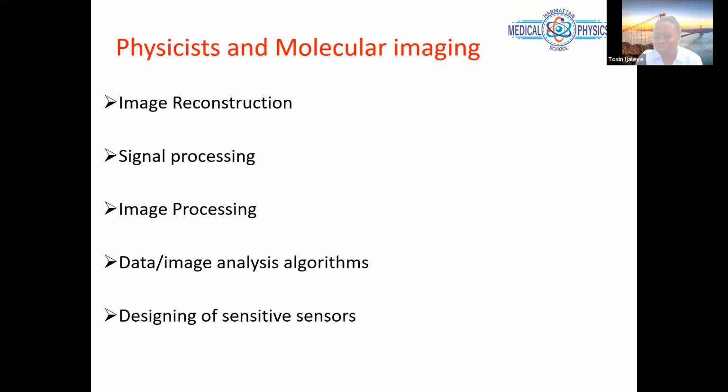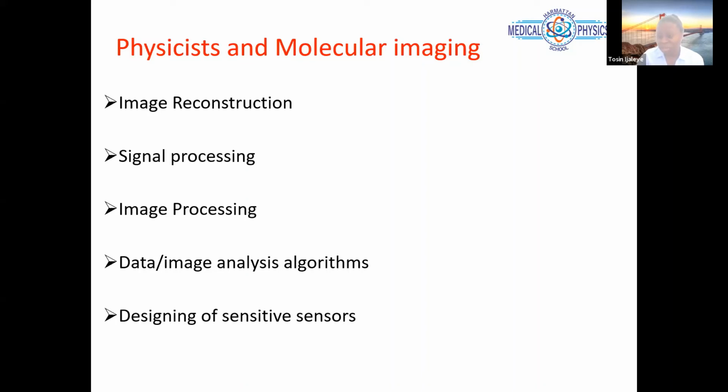Image reconstructions are done using applications like Python, like MATLAB. Some people also use that, and I know we'll still talk about artificial intelligence in physics. These are some of the things that we'll learn about. Also, signal processing. We've gotten the images, and we can also help in processing the signal. That's where we physicists fit in molecular imaging. Also, image processing and data or image analysis algorithms.